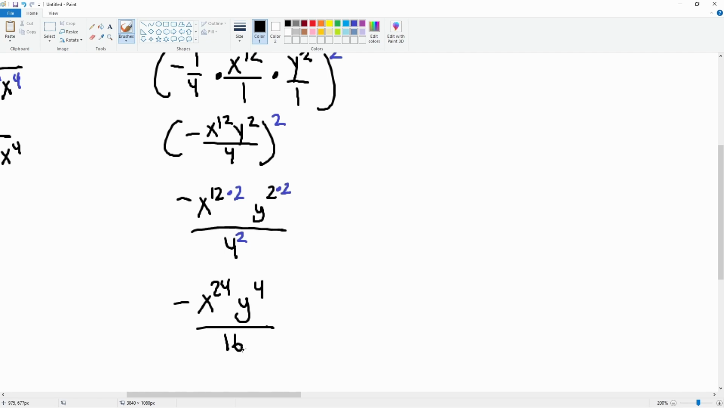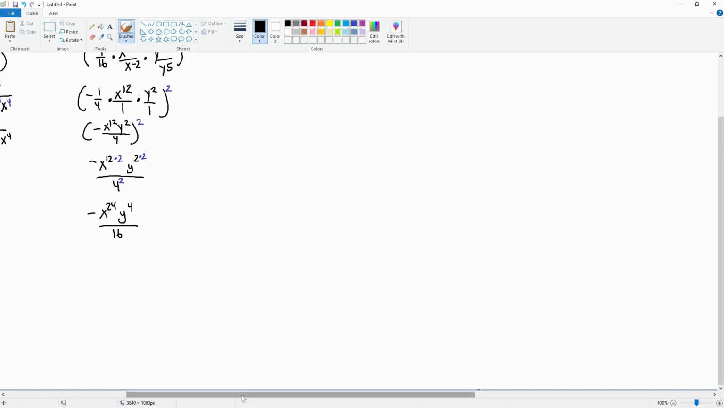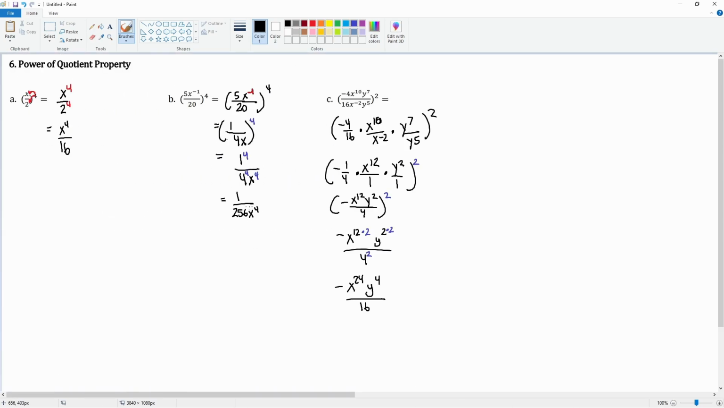All right, so there you go. That would be the final answer. And there you go. That is how you apply the power of a quotient property.